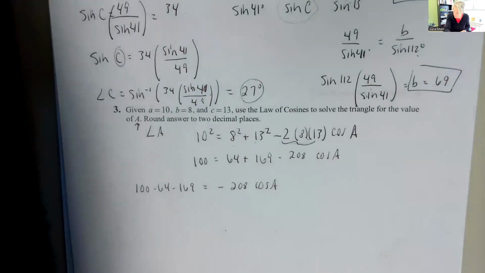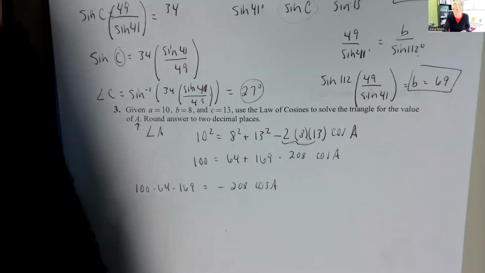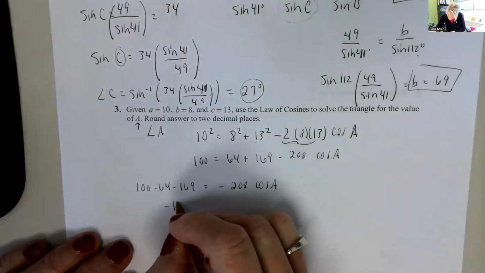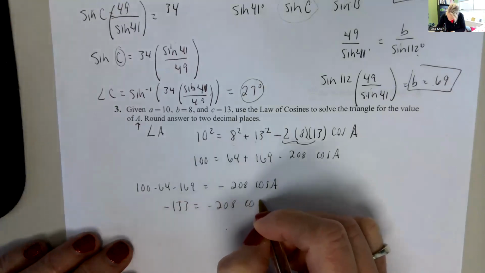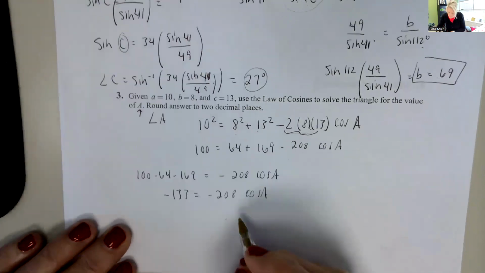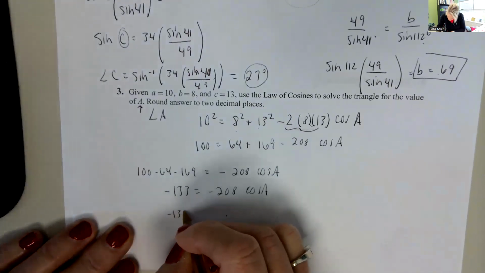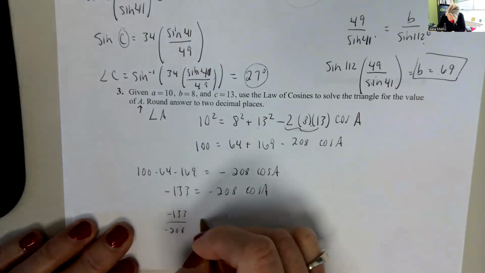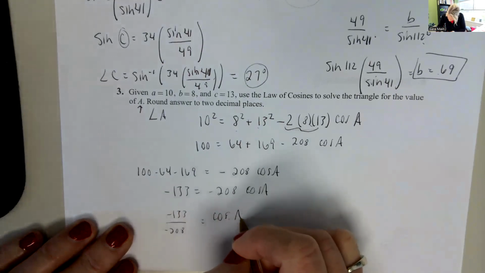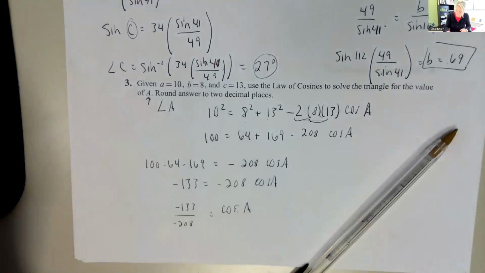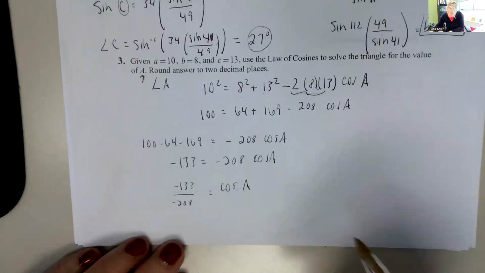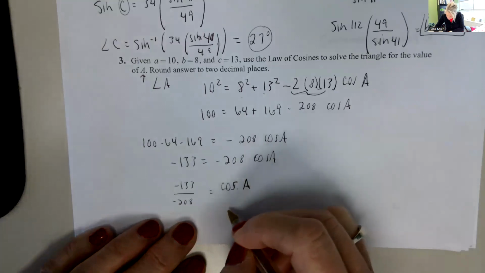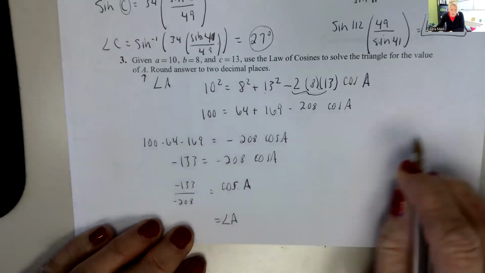100 minus 64 minus 169 is a negative 133. I'm going to divide both sides by a negative 208. And so I'm taking the inverse cosine of this ratio here to get my angle A.